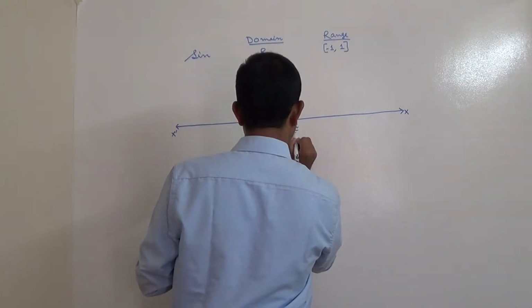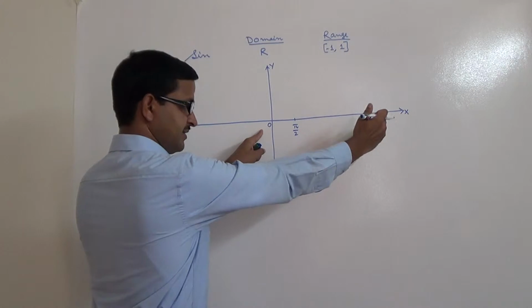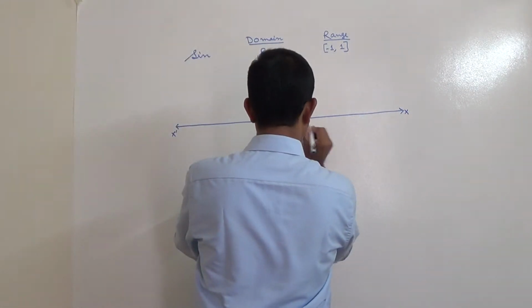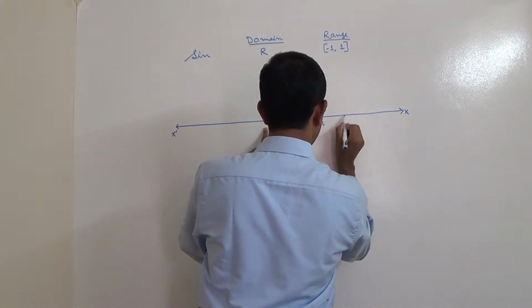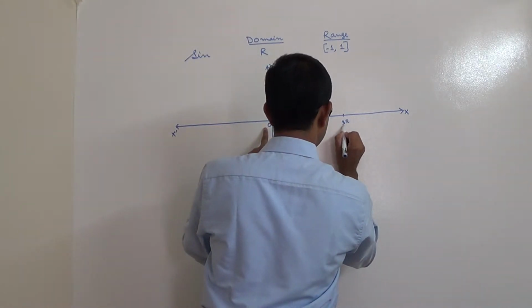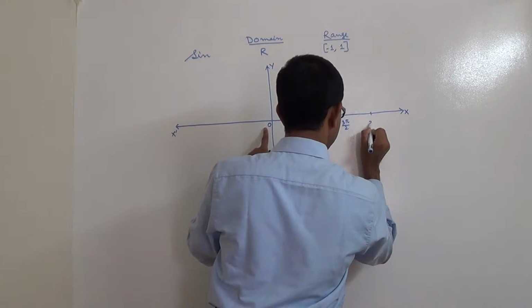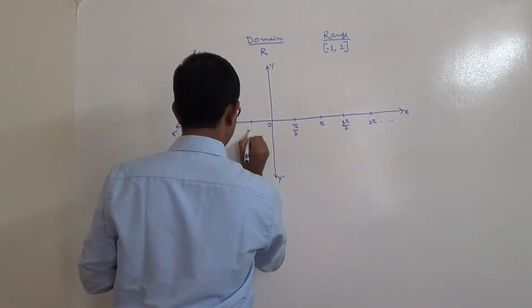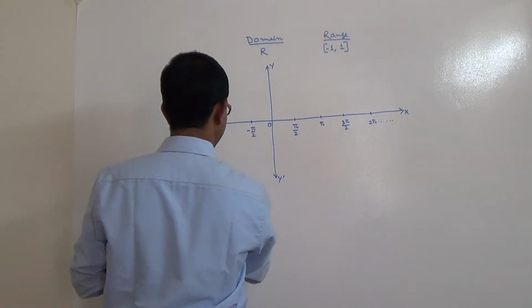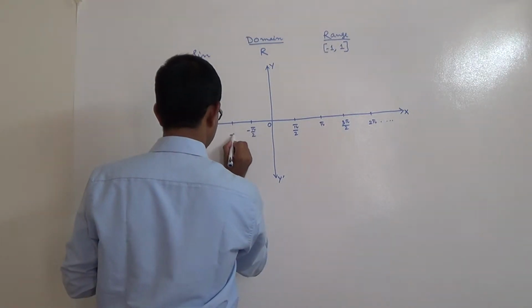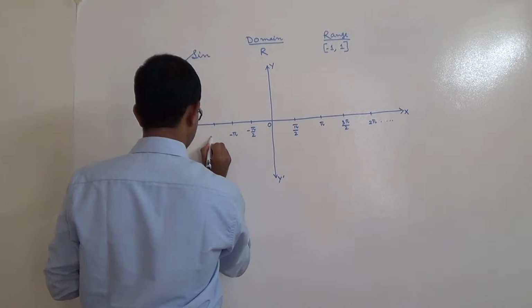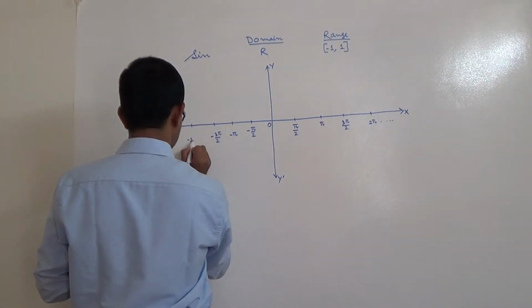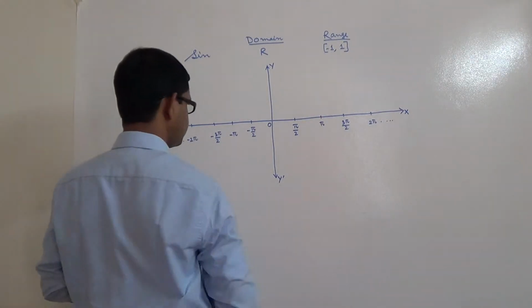Let us take the x-axis measurement with the interval of pi/2. Then it is pi/2. Then it is pi. Then it is 3pi/2. Then it is 2pi and so on. Here we see -pi/2 in the negative direction of the x-axis. It is -pi, it is -3pi/2, and this is -2pi and so on.